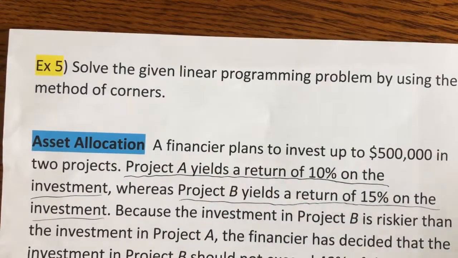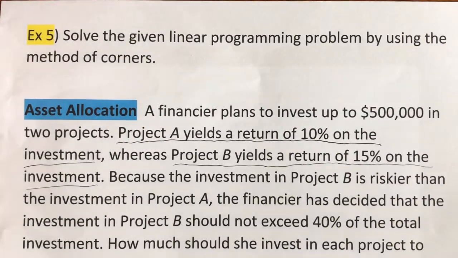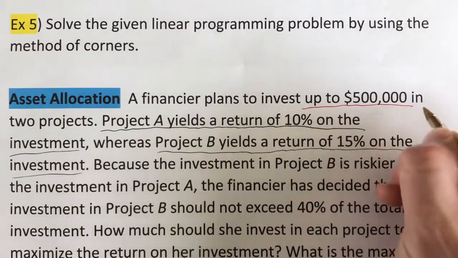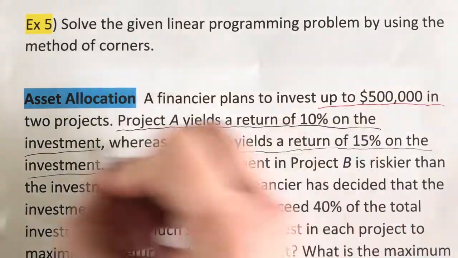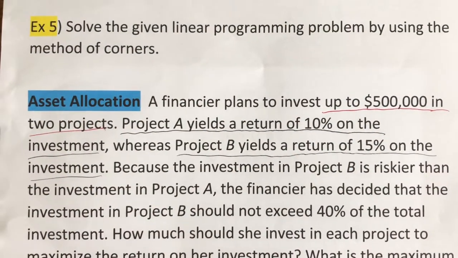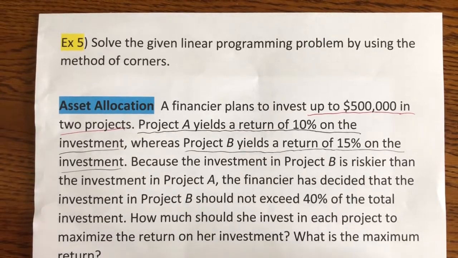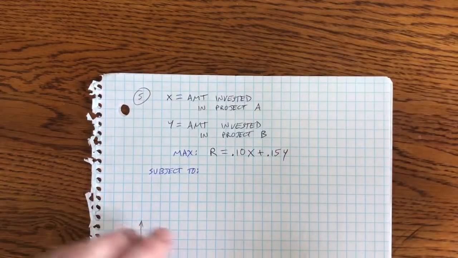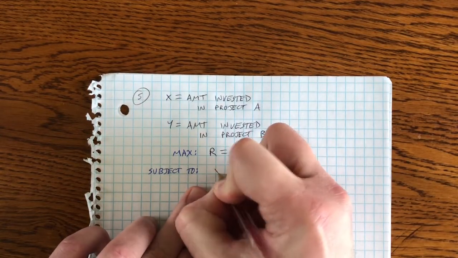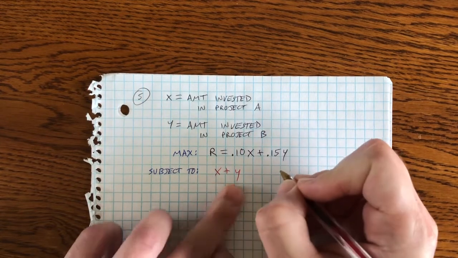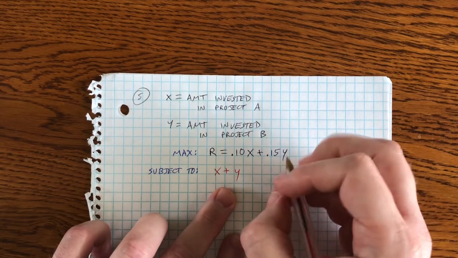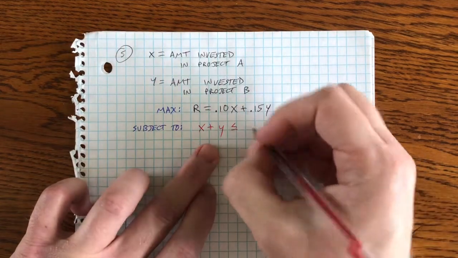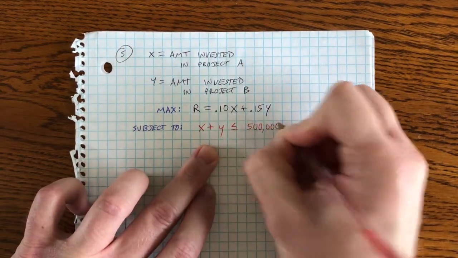Okay, well, the first thing it says here is that a financer plans to invest what? Up to $500,000 in 2 different projects. And we already defined those projects as projects A and B. So what I just underlined here in red would translate into what? Well, our first restriction would be X plus Y, right? That's the total amount we're going to be investing. Could be up to, which is less than or equal to what? Less than or equal to $500,000. All right.